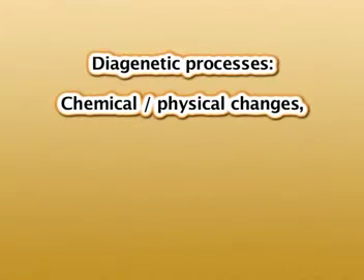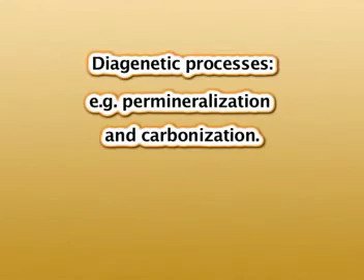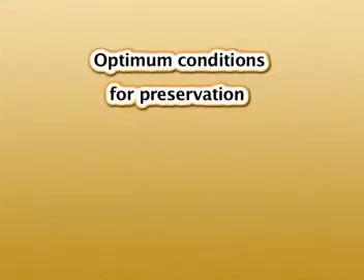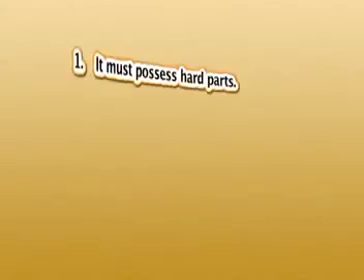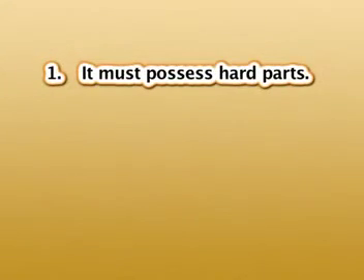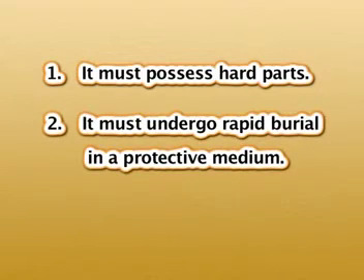Now, diagenetic processes. Diagenetic processes include chemical or physical changes, that is, permeation and carbonization. These are necessary for fossilization. Now, optimum conditions for preservation. There are two major requirements for an organism to be preserved as a fossil. Number one, it must possess hard parts. Number two, it must undergo rapid burial in a protective medium.